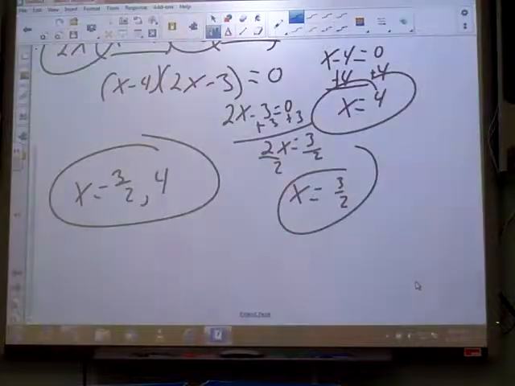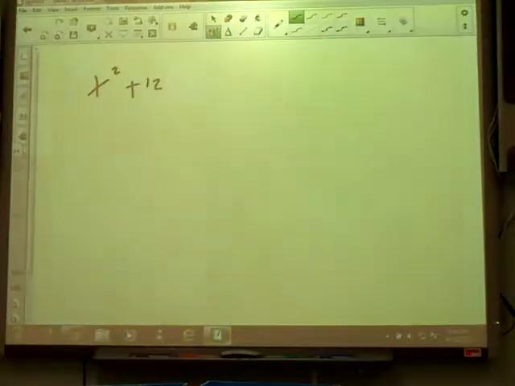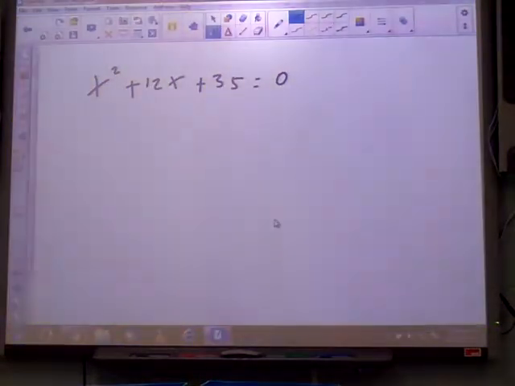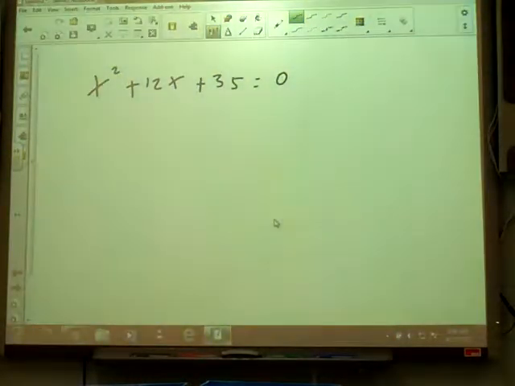All right, here I've got x squared plus 12x plus 35 is equal to 0. Okay, you're going to try this one for me. And I'm being nice. It's a 1 in the A spot, so you don't have to do that grouping that we just did. This will be like the problem before it.